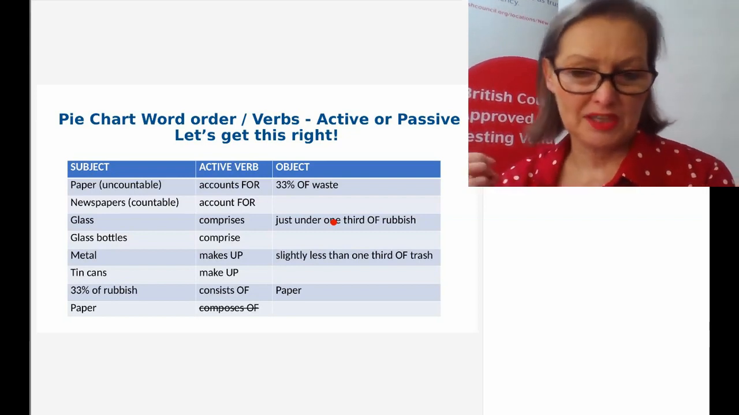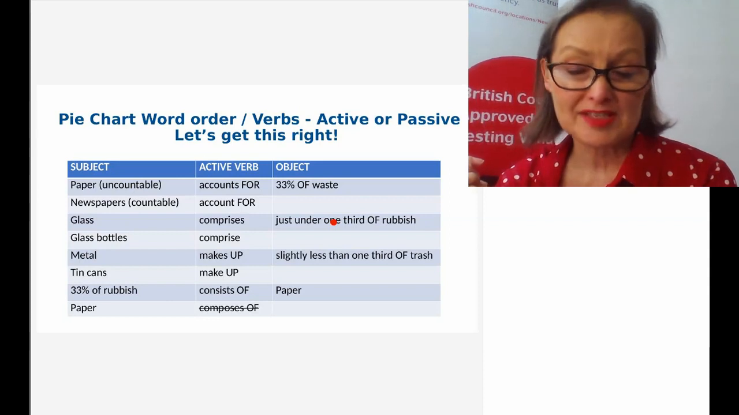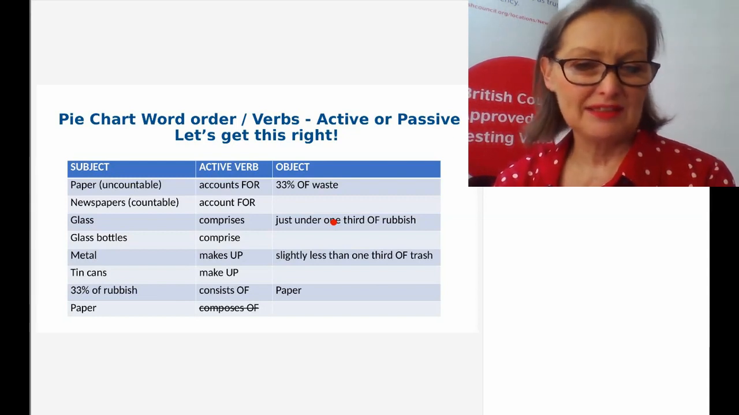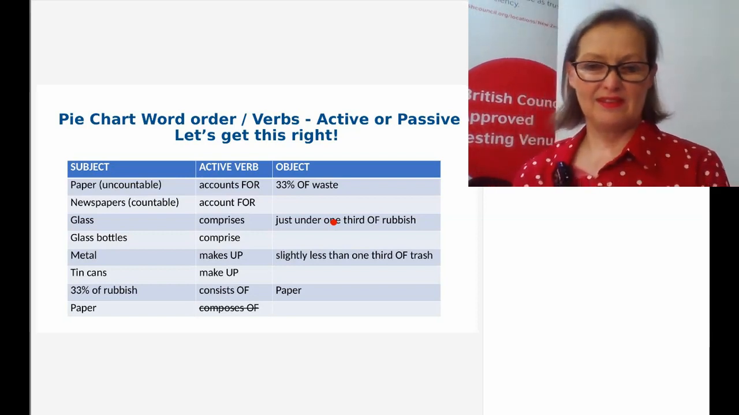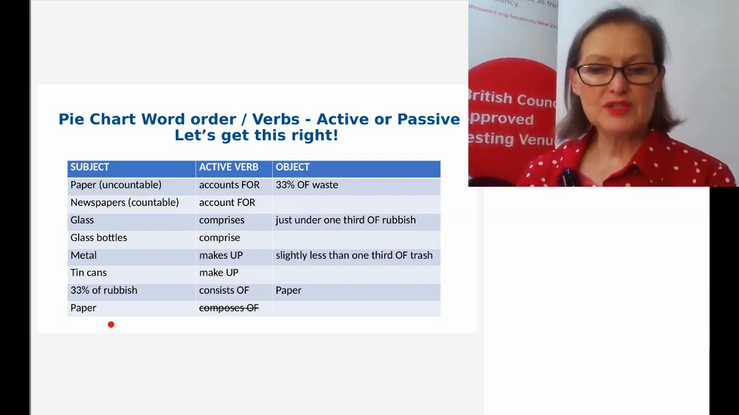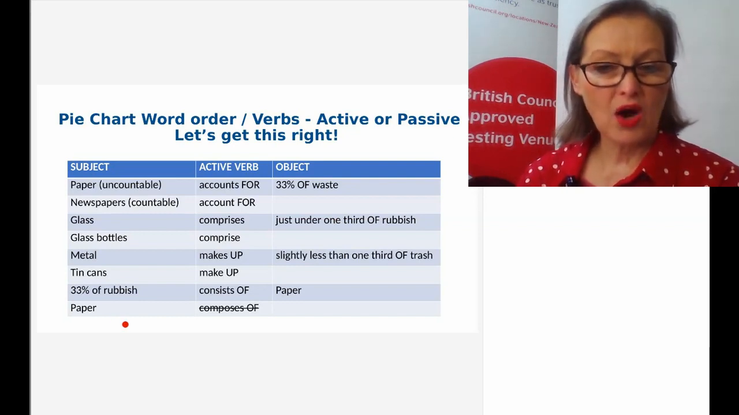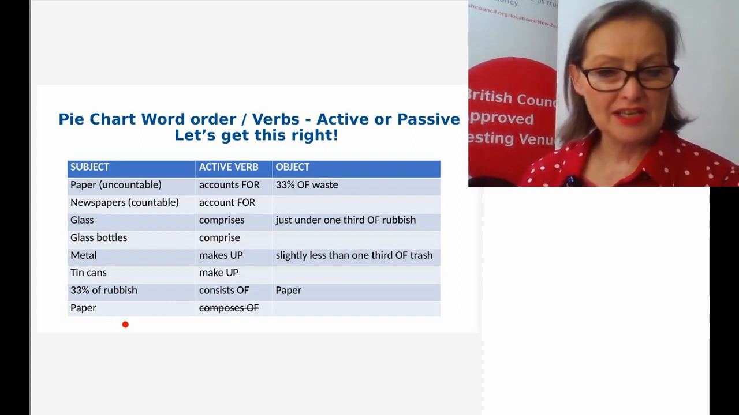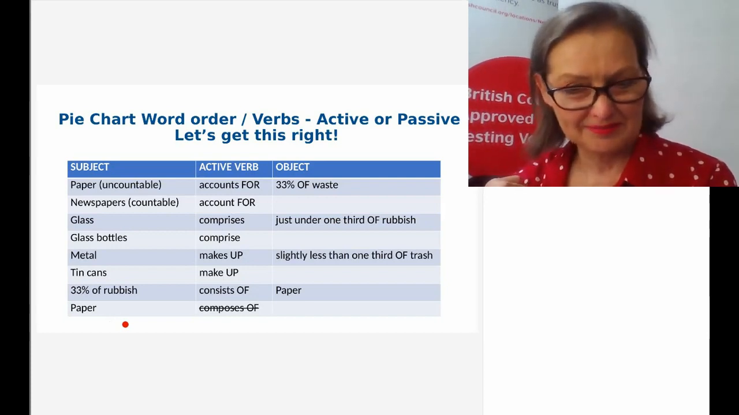There's another verb that we can use. So we've got 3 powerful verbs here. Metal makes up, which simply means comprises. Have a look at how I've extended metal. I've taken a little liberty here. Tin cans, we know they're metal. All right. Now, when I use this verb consists of, notice how my object becomes my subject. So now I need to say 33% of rubbish consists of paper.